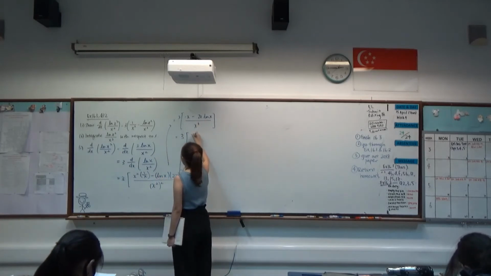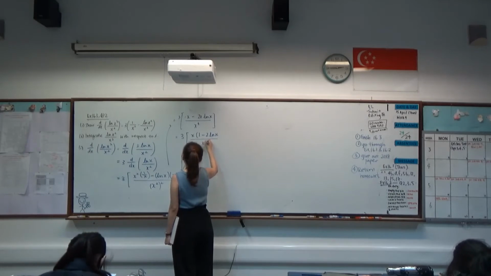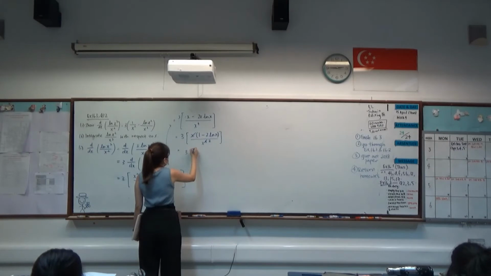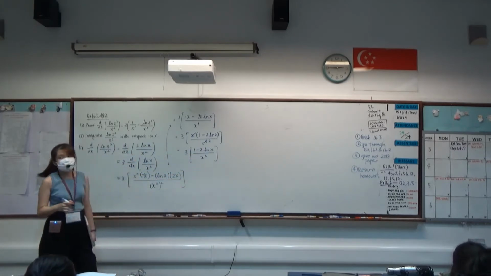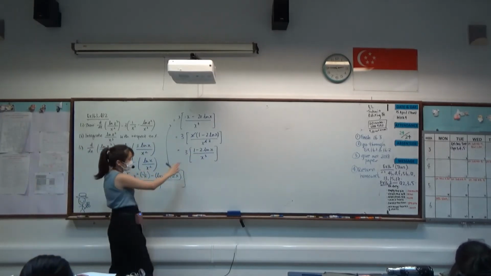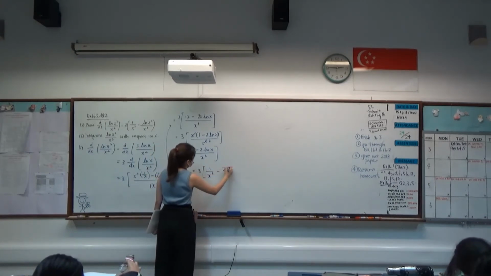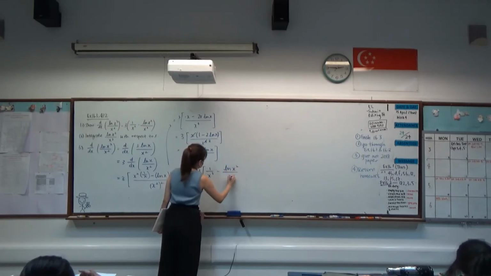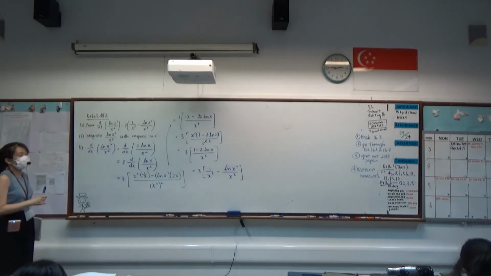Now you can factorize out the x, and then cancel out. So we arrive at this. Then we can split up the fraction to have 1 over x cubed minus 2 ln x over x cubed. 2 ln x essentially is ln x squared. Therefore, we arrive at the answer. Okay?